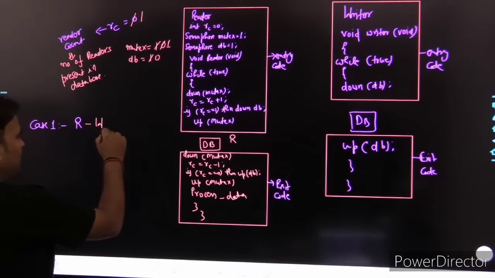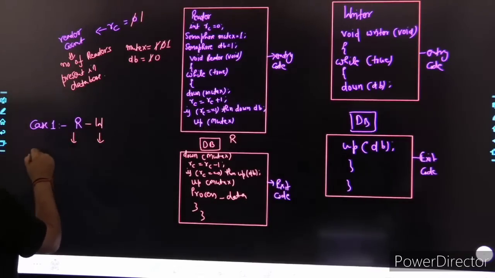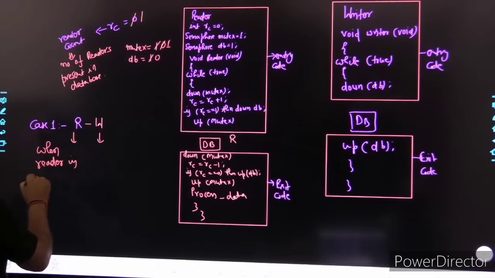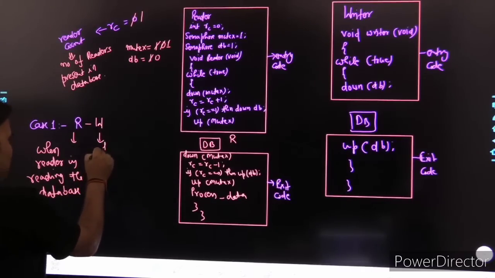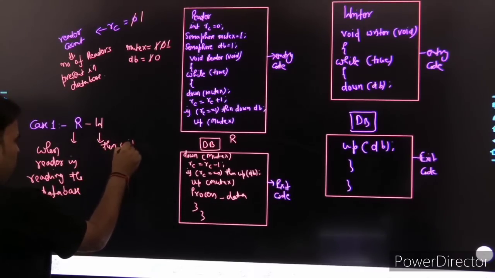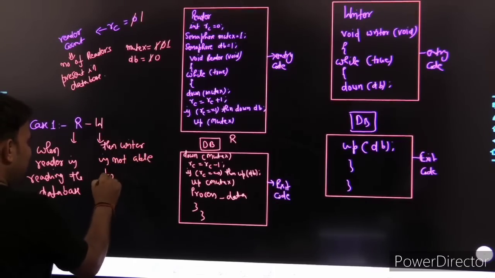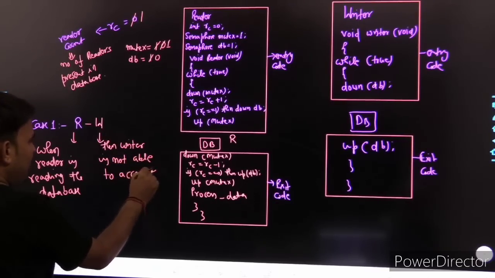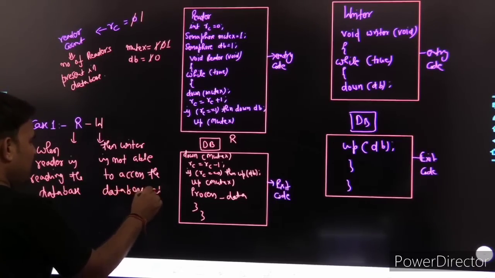So this is the first case, and it provides the solution. When the reader is reading the database, the writer is not able to access the database at the same time.